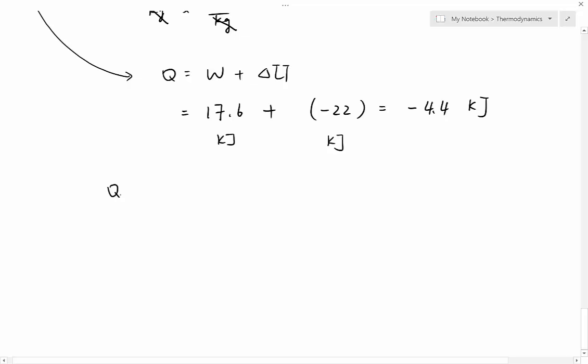And now let's do one more thing. My solution for Q is negative 4.4 kilojoules, which is a negative solution. What does that mean? Do you remember the sign convention for Q? If Q is a positive number, that means your system gains heat. If Q is negative, that means your system loses heat. So for this case, your system, which is the gas, loses heat.